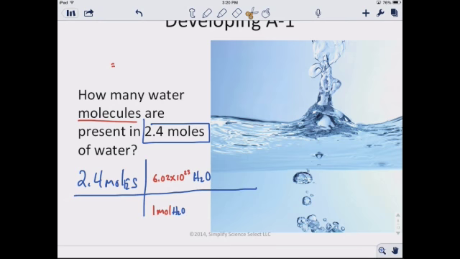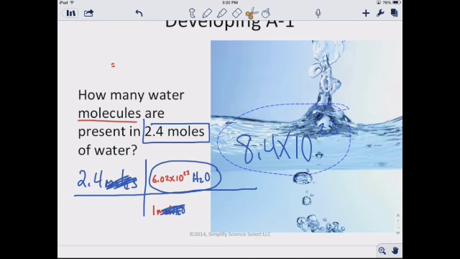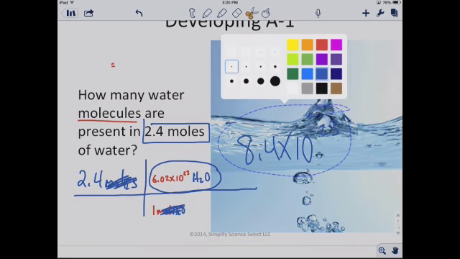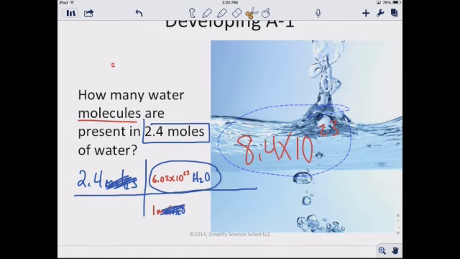And that's how a conversion factor works. And we can flip this if we need to, but guess what? We want it this way because we want moles to cancel out with moles. And remember, this is molecules, which is what we want. So we go 2.4 times 6.02 times 10 to the 23rd, and we will get something right around 8.4 times 10 to the 23rd molecules of water. And that's what we will get, which is an astronomical amount.